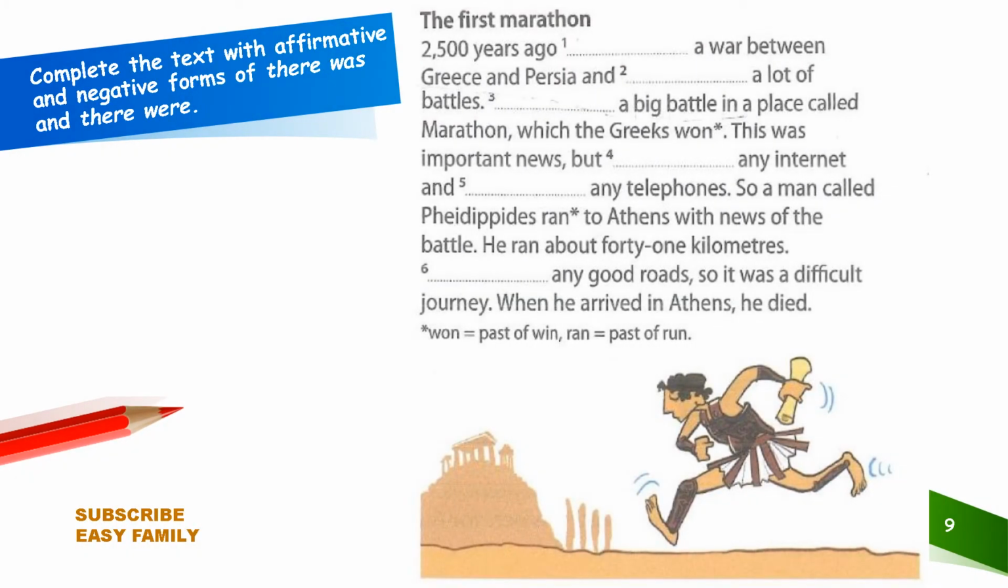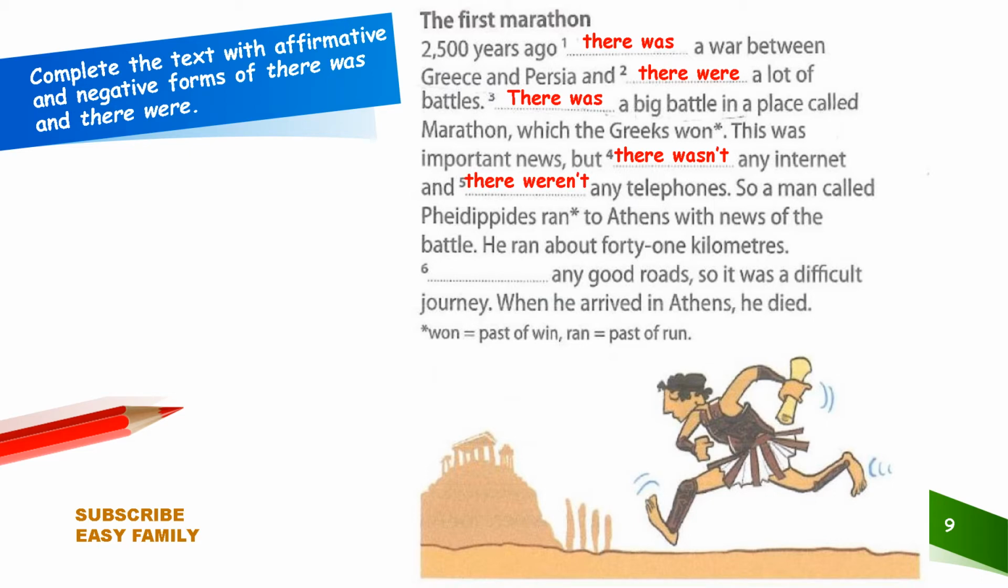Complete the text with affirmative and negative forms of there was and there were. Let's read the text together and complete the text. The first marathon. 2,500 years ago, there was a war between Greece and Persia, and there were a lot of battles. There was a big battle in a place called Marathon, which the Greeks won. This was important news, but there wasn't any internet and there weren't any telephones.